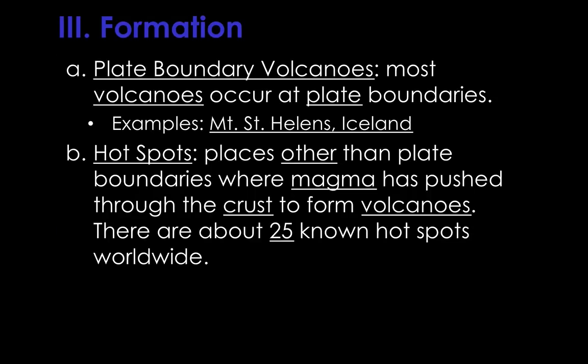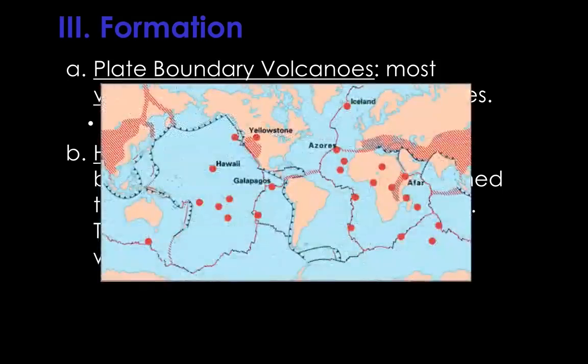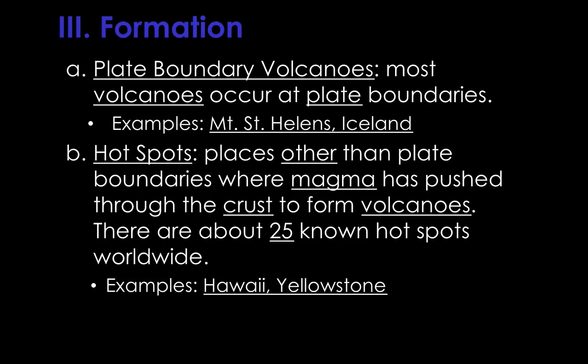So hotspots are places other than plate boundaries where magma has pushed through the crust to form volcanoes. And this is way less common. However, some of them have been very, very active and actually have formed a lot of things on Earth. For instance, you can see that Hawaii here is a hotspot, and Hawaii has actually been formed entirely by volcanic activity over this hotspot.